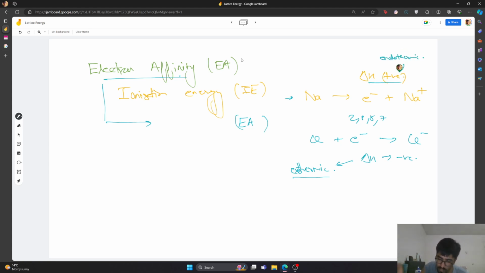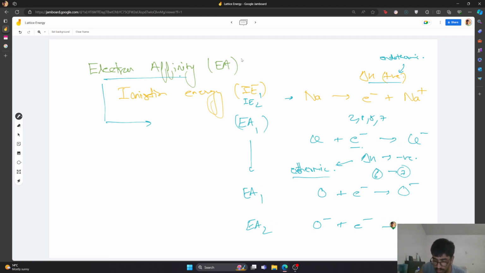Because you are adding the first electron, this is called EA1. Similarly, we have ionization energy 1, ionization energy 2, and here we have EA1, EA2. Imagine you start with oxygen and add an electron. It has 6 electrons in the outermost shell, so now it has become 7. The first one is EA1, the second one is EA2.